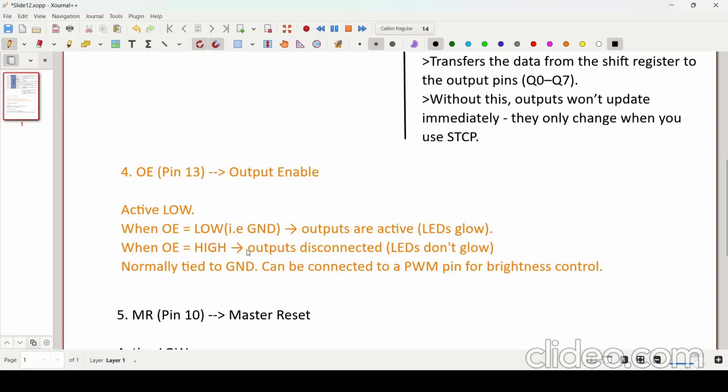And we normally connect this OE pin to the ground, and we can also connect this OE pin to a PWM supported pin on the Arduino for brightness control. That is why it is a kind of secret pin, right? Because most of the people generally ignore this pin and connect it to the ground. But actually, we can control the brightness of all the 7-segment LEDs using this pin.